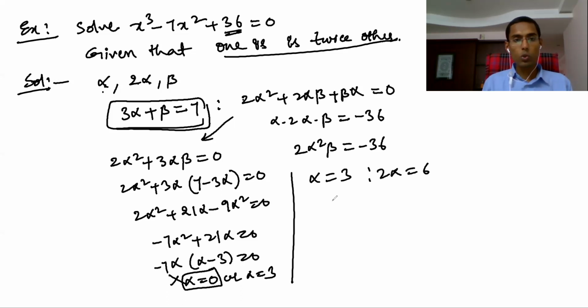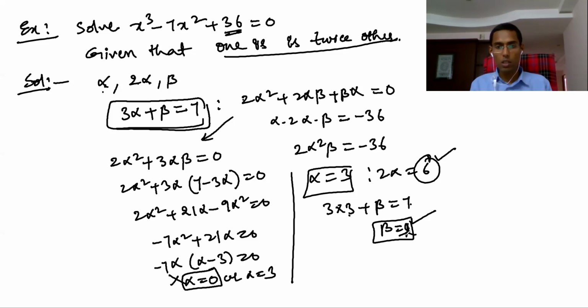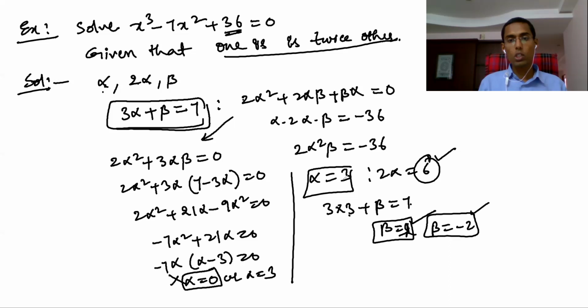Now if you substitute alpha, 3 alpha is 9, so beta is 7 minus 9, which is minus 2. Sorry, I said 3 earlier. So 3 into 3 is 9, 7 minus 9 is minus 2, so beta is going to be minus 2. The roots are 3, 6 and minus 2. You can check it.